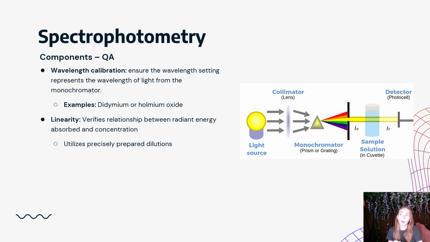When we're talking about spectrophotometry, we also have to worry about QA in a couple of aspects. One of the biggest things that we have to worry about is wavelength calibration. This is basically our way of making sure that the wavelength that we have selected is correct. Are we hitting it with the right wavelength? Have we chosen the right nanometer for this specific specimen? We need to make sure that the monochromator is splitting light correctly.